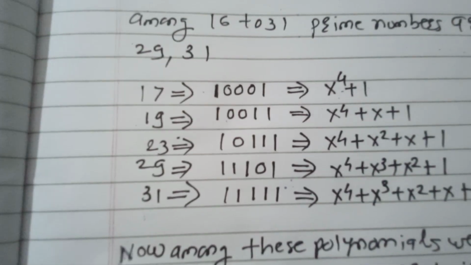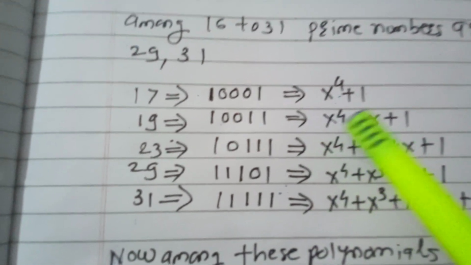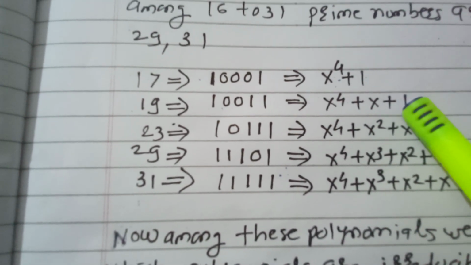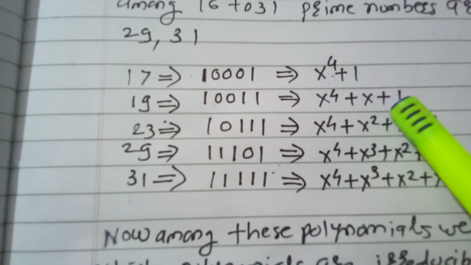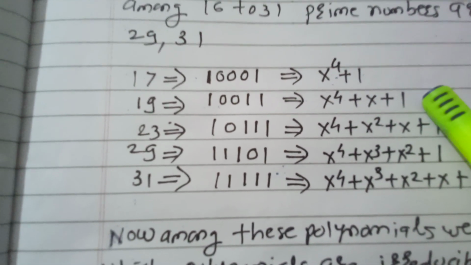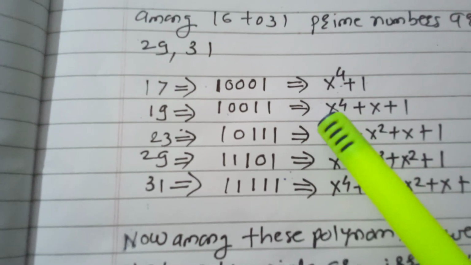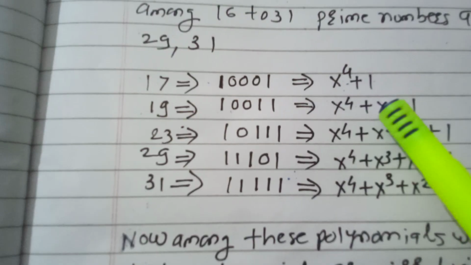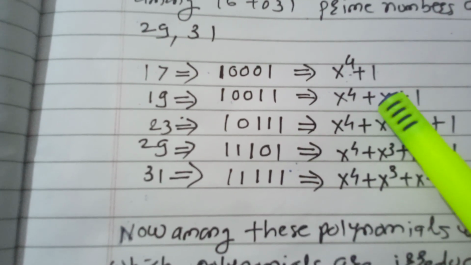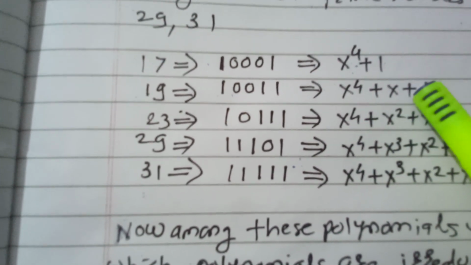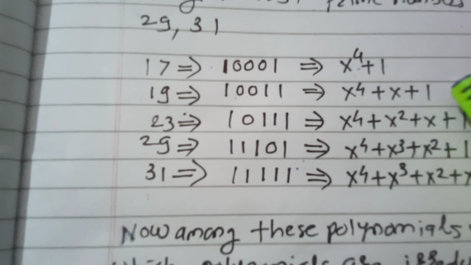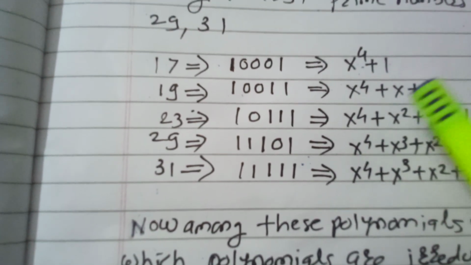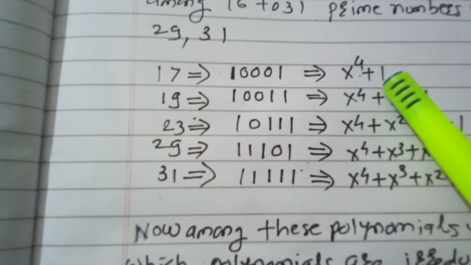For example, if this is the equation x raised to 4 plus x plus 1, in Galois field 2 the elements are 0 and 1. If you put 0 here, you will get 1. That means 0 is not a root of x4 plus x plus 1. If you put 1, so 1 plus 1 plus 1, 1 plus 1 is 0, and 0 plus 1 is 1. So you are getting 1, so 1 is also not a root. So it is irreducible.